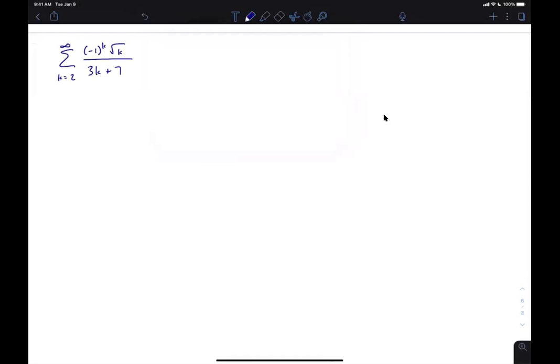So this is the type of problem where you've got an alternating series and everything is a power function. So square root of k is k to the 1/2, and then this is k to the first, and this is k to the 0.